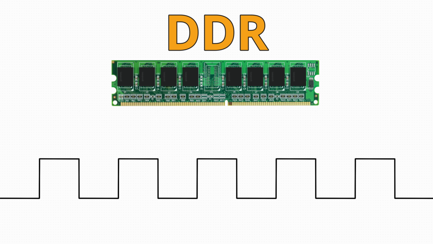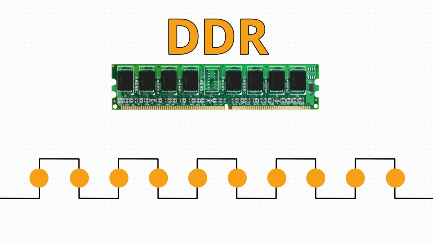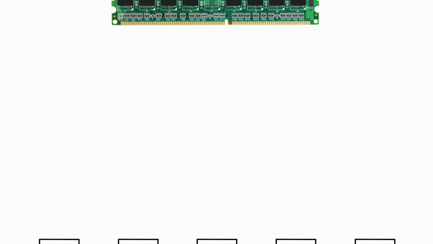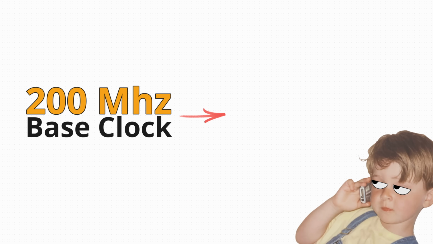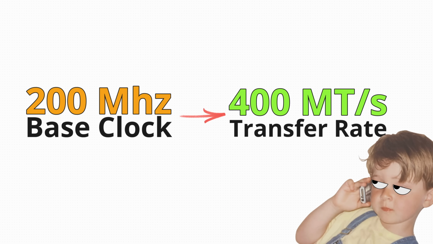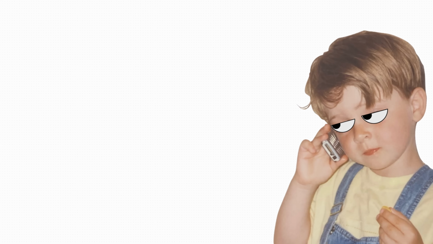DDR, on the other hand, utilizes both the rising and the falling edge of the same signal to send the data. So if the module had a base clock of 200 MHz, it would double its output to 400 megatransfers per second, hence the name double data rate.